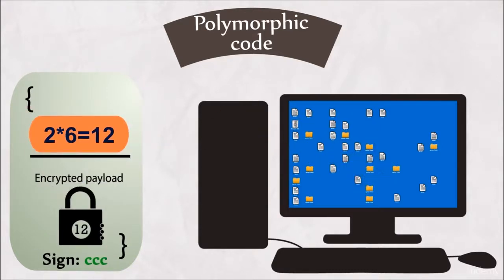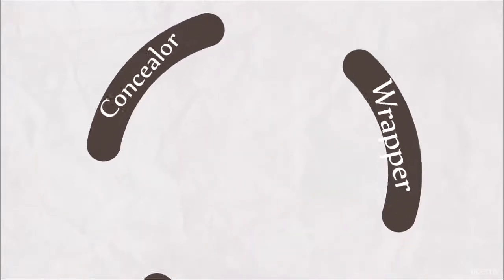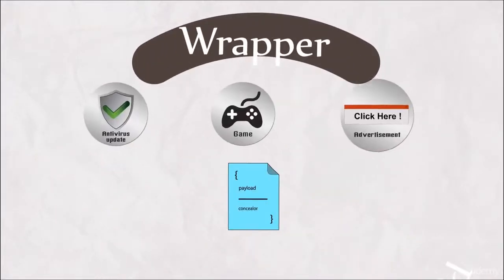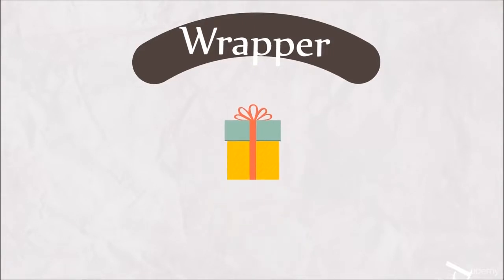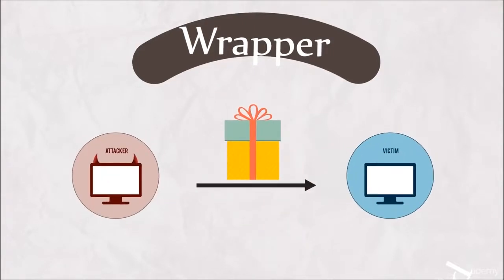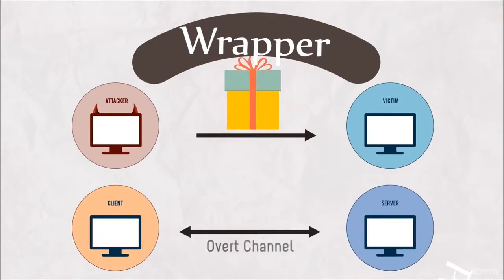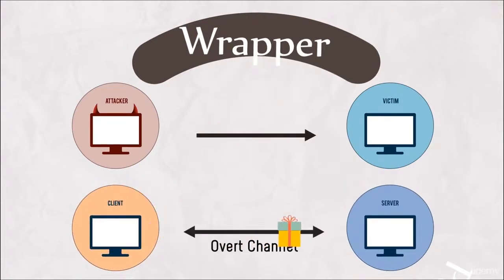Having seen this, let's move on to the final component, wrapper. Wrapper is the benign application that covers the Trojan and helps it to run in the background. Trojan allows one to gain access of another system, making the infected system respond to it that appears like a client-server architecture. A normal communication channel between a client and a server is termed as an overt channel.